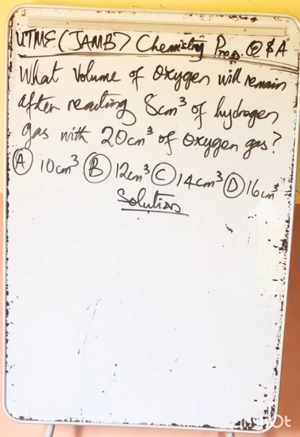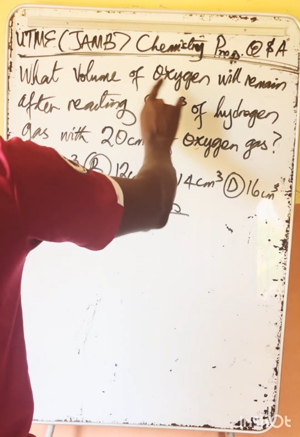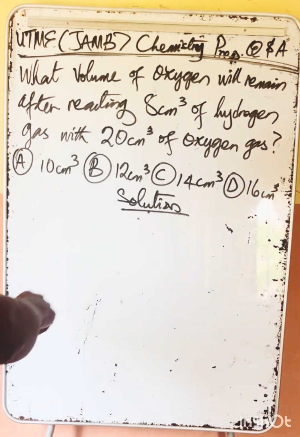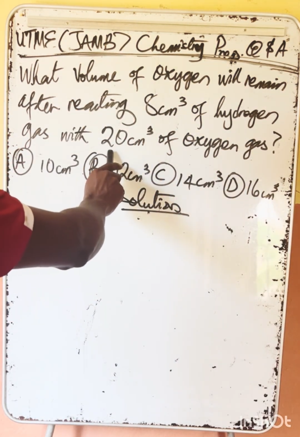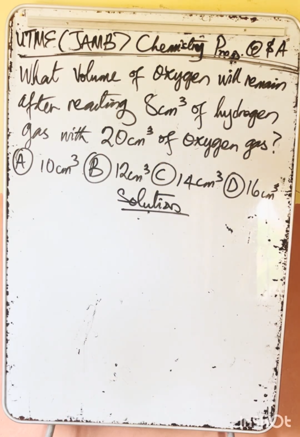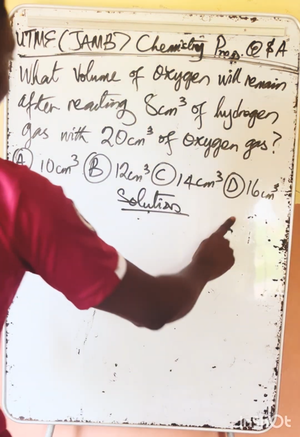And I love this question because it made it clear that oxygen is the excess reactant. Even in the volume supplied, oxygen is 20, hydrogen is 8 cm cube. So indeed, oxygen is the excess reactant, while hydrogen is a limiting reactant. So we first write the balanced chemical equation of this reaction, and from there we pick it up to get the volume of oxygen that is left in excess after the reaction.